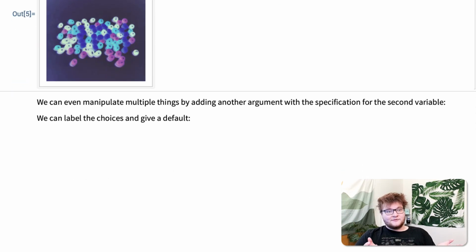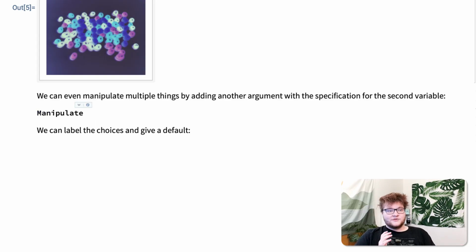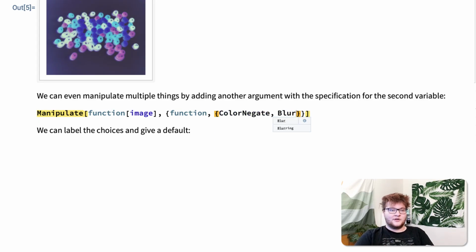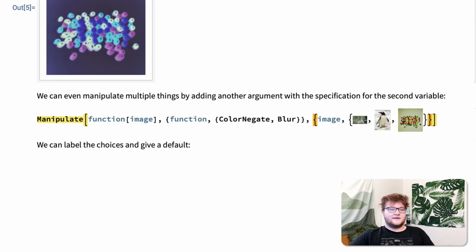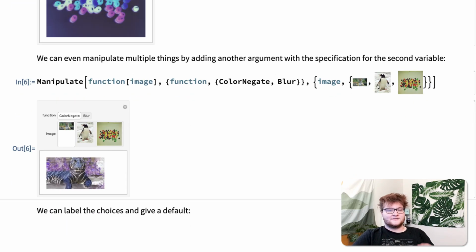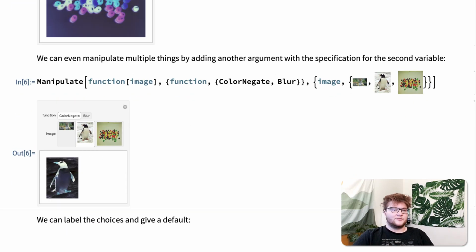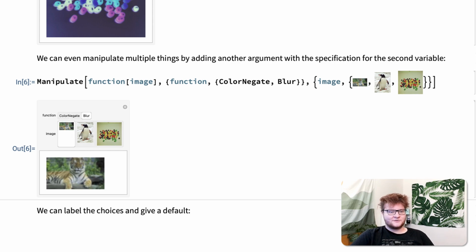We can even manipulate multiple things by adding another argument with the specification for a second variable. So for this example, I'd like to be able to pick between if I want to apply color negate or blur, and I want to be able to do it on any one of these 3 images. And now I can fiddle around and I can color negate a penguin, and I can blur a tiger, do whatever combination of those things that I would like to do.